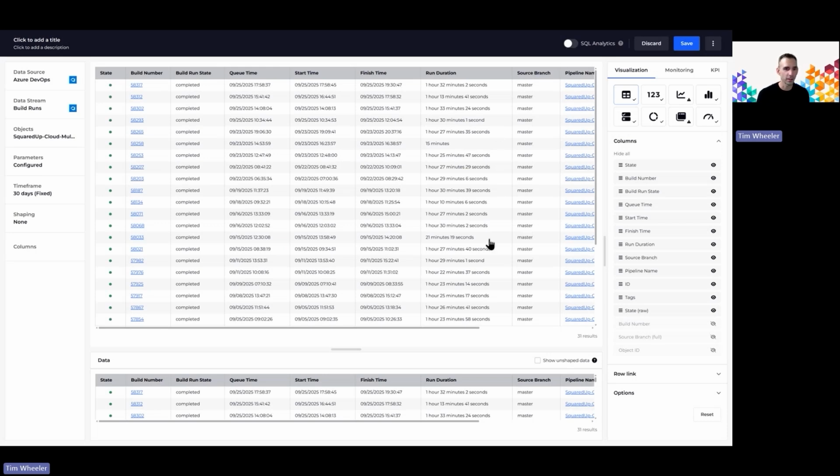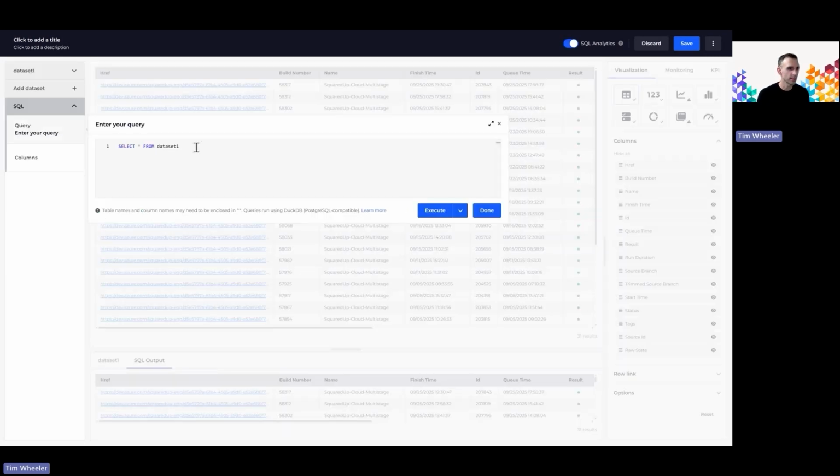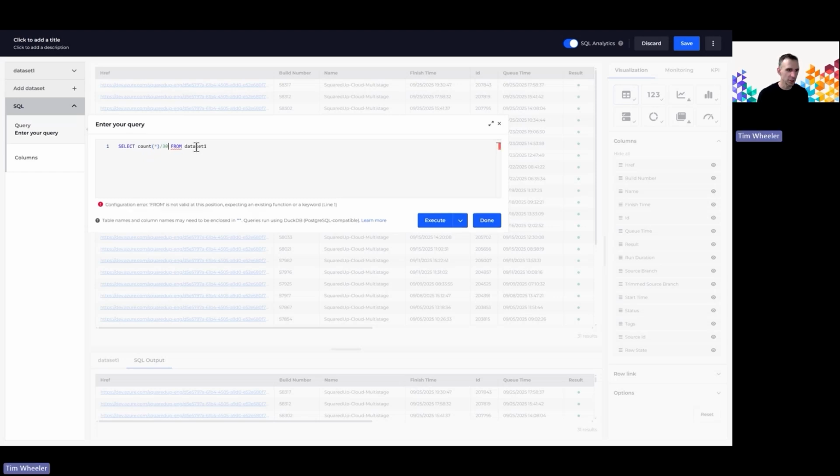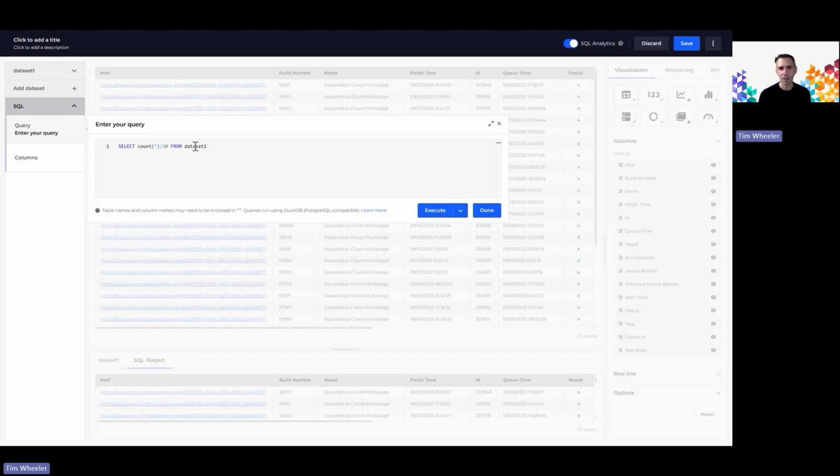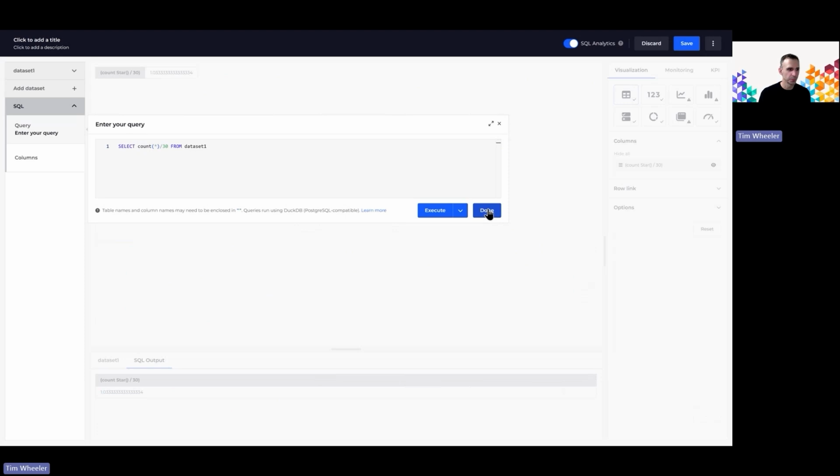And so for that, I'm going to turn on SQL Analytics. And I'm going to just do a count. Excellent test of my typing. And for simplicity, I'm going to divide by 30 days because I know that's the time frame I chose. And we execute this SQL.